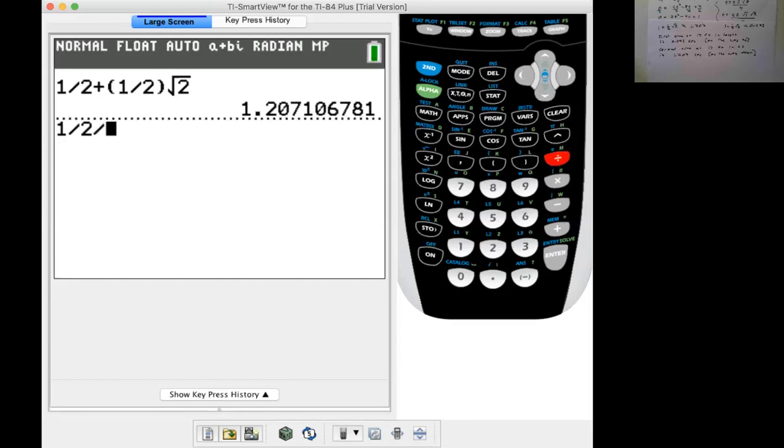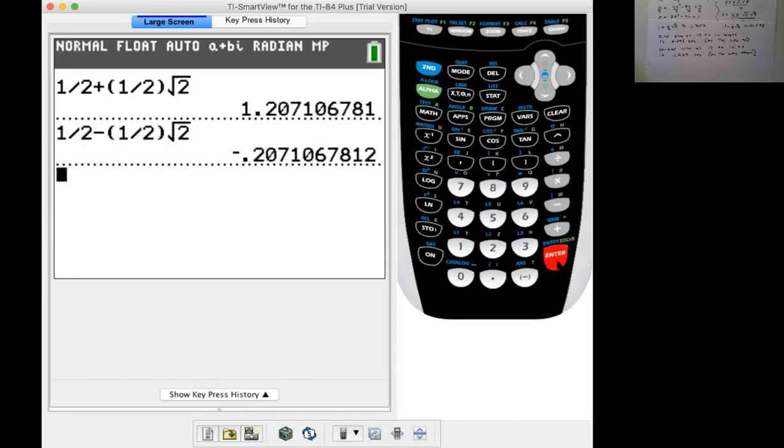And then 1/2 minus 1/2 square root of 2. Whoops. So 1/2 minus 1/2 times the square root of 2 should give me my 0.293. And something's strange there. Okay. It's not 1/2, it's 1 plus or minus 1/2 root 2.